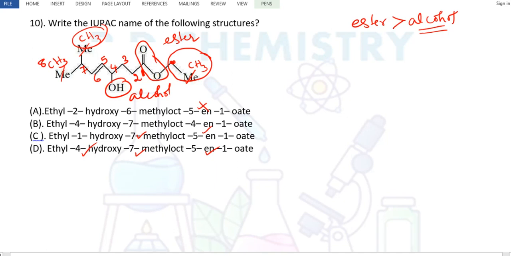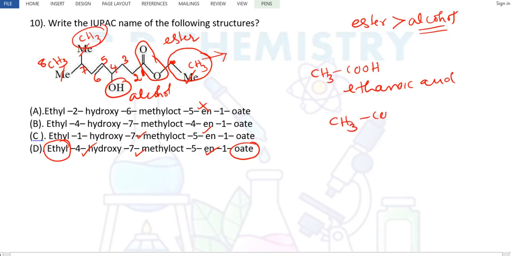Now this is the oate. Esters end with oate. Octanoate. Now here, oct-5-enoate. Now this extra alkyl group is there, no? That alkyl group should come in the beginning always. Like we write CH3COOH. This is known as what? This is known as acetic acid or ethanoic acid. If I write CH3COONa, it becomes sodium ethanoate. Okay.